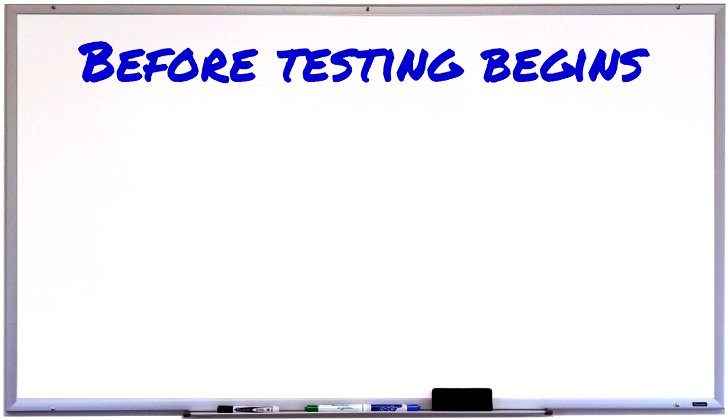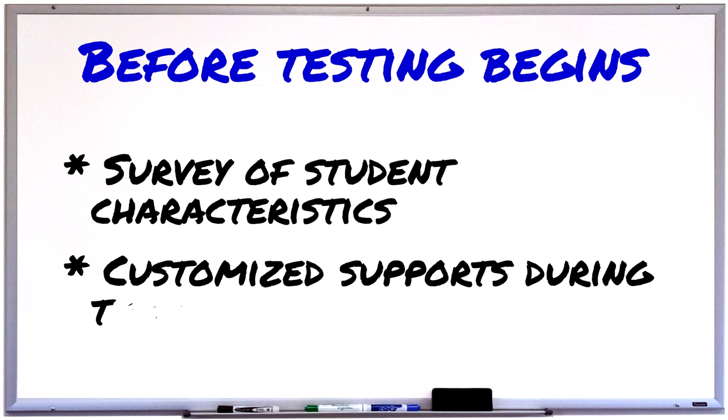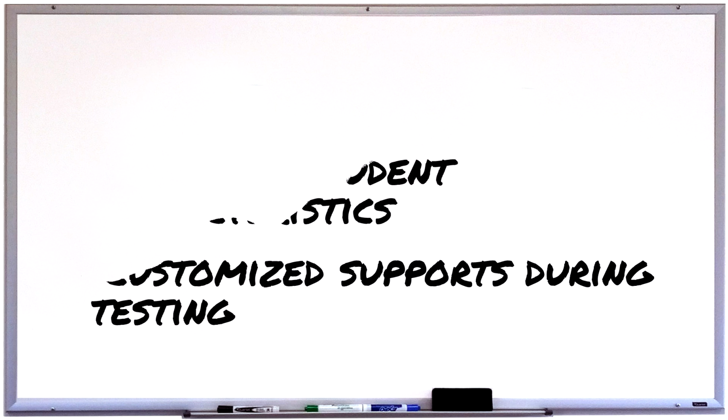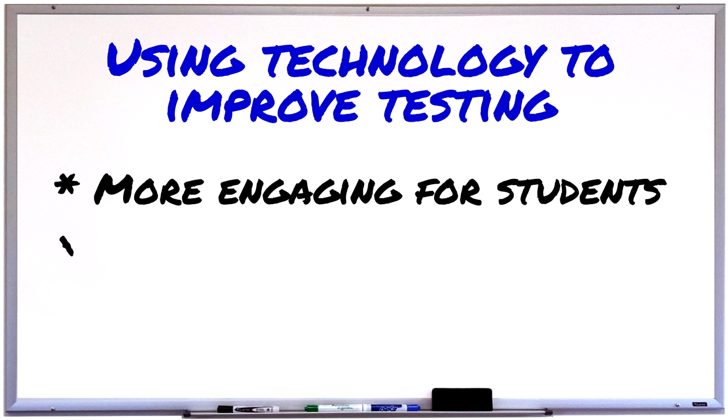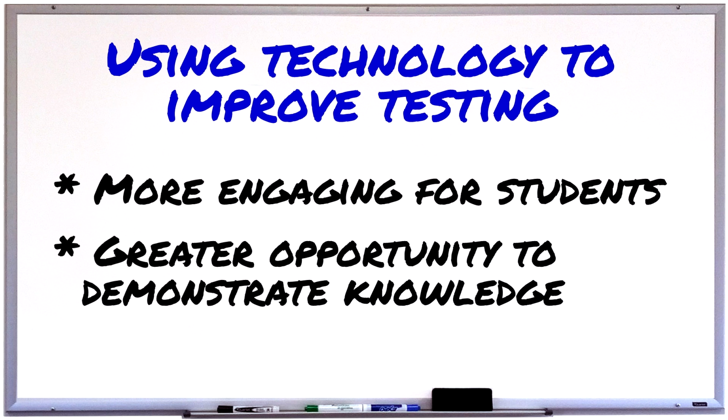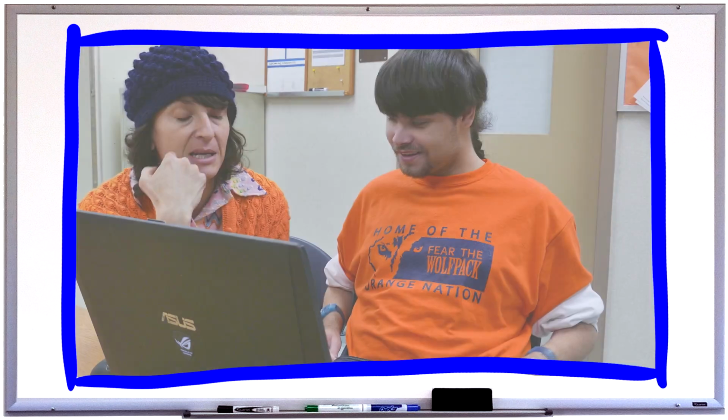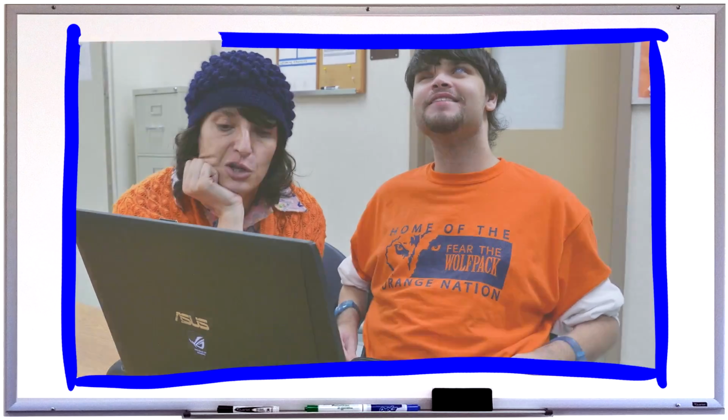Now, let's take a closer look at the CalAlt itself and what the test experience will be like for students. Even before testing begins, teachers will complete a survey of characteristics for each student, which will help customize the supports for each child. During the test itself, students will have access to a wide range of supports based on their individual needs. The CalAlt will be given in the same language students receive their regular instruction. For students with visual disabilities, spoken scripts will describe what's displayed on the screen.